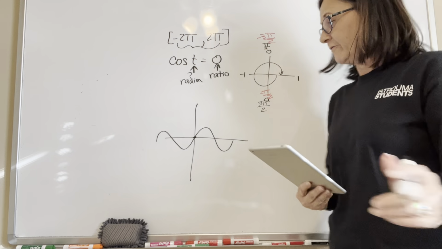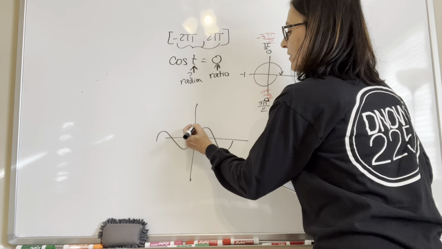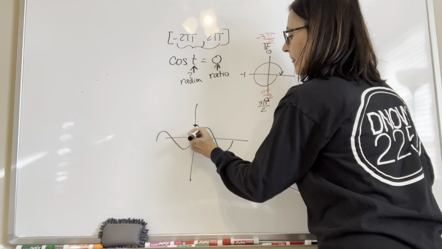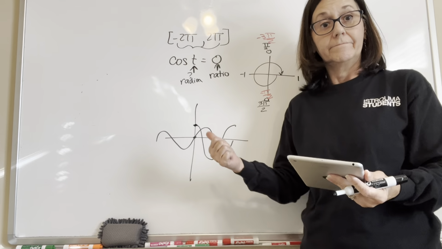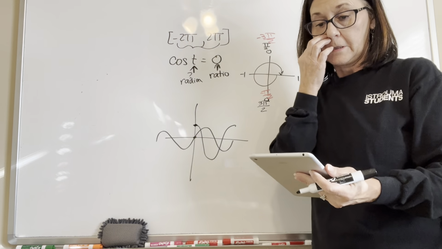What is the y-intercept for the cosine? Remember, the cosine starts at 1 and goes down. So the y-intercept would be 1 for the cosine, all right?